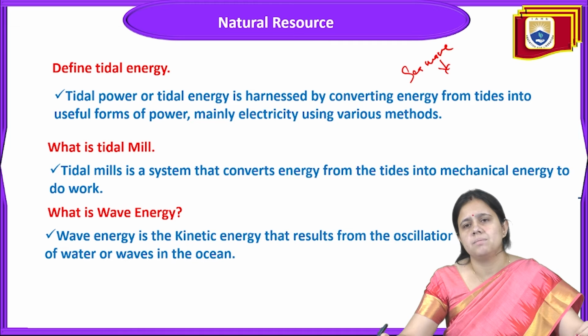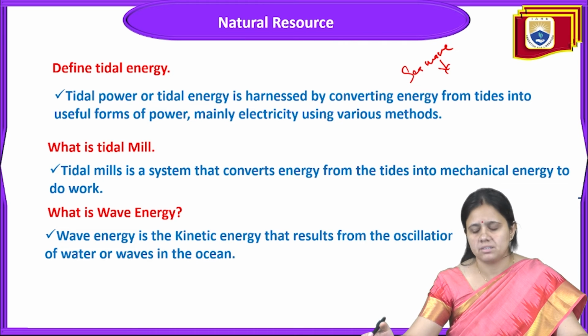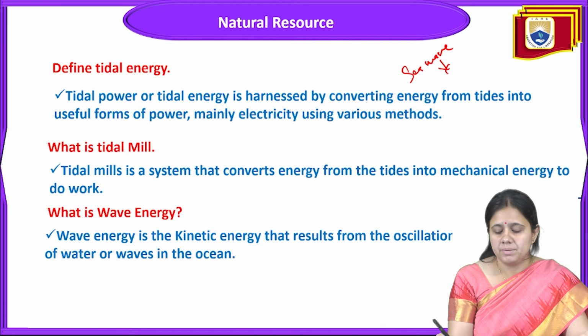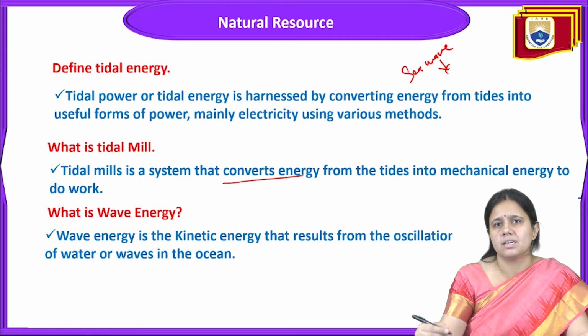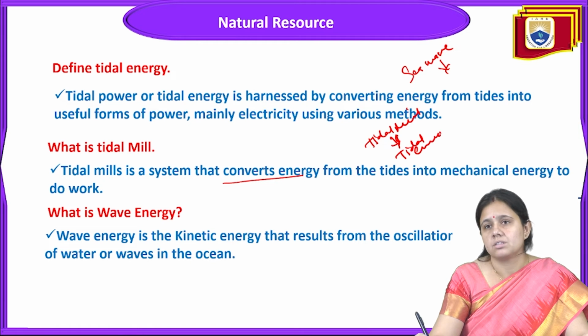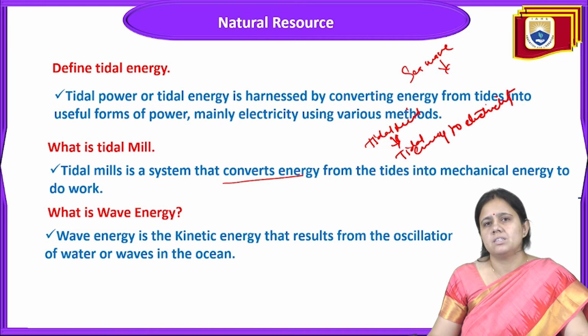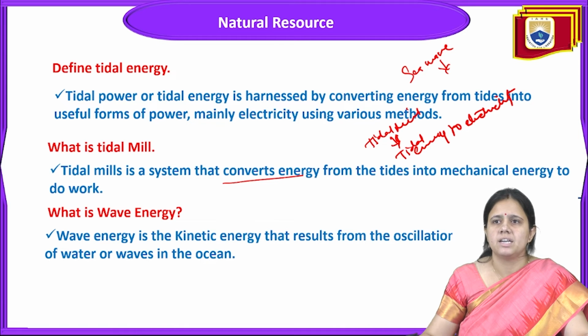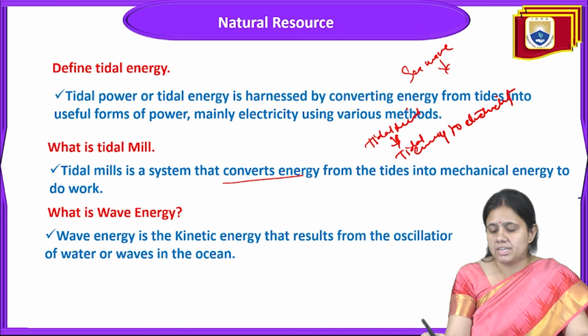A tidal mill is a system that converts energy from tides into mechanical energy to do work. Means the tidal mill is there to convert tidal energy into electricity. This is about tidal energy: tidal power or tidal energy is harnessed by converting energy from tides into a useful form of power, mainly electricity, using various methods.